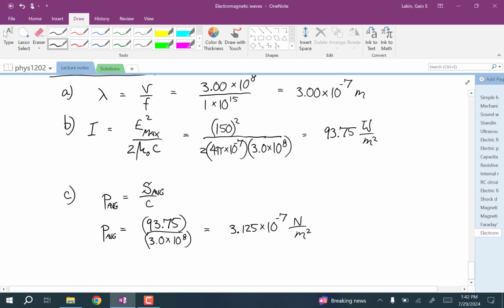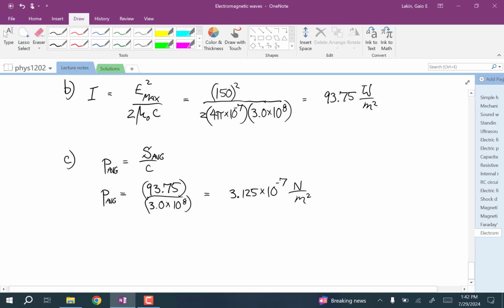And in order to go from pressure to force, we just have to multiply by the area. And so the average force that's applied is an area of 10 times 10 meters is 100 meters squared times the pressure, and you get a force of 3.125 times 10 to the minus 5 newtons.